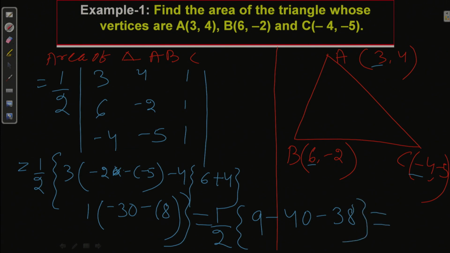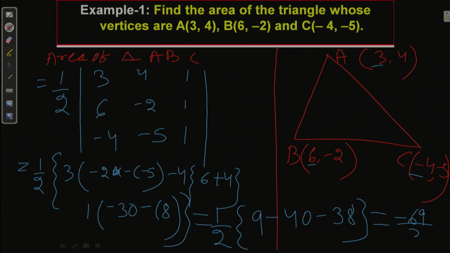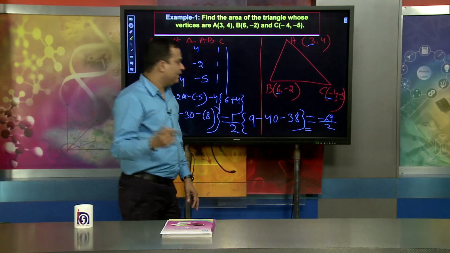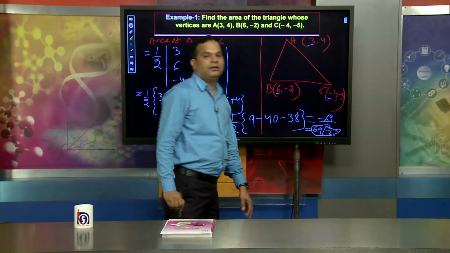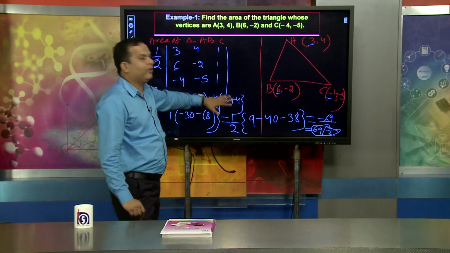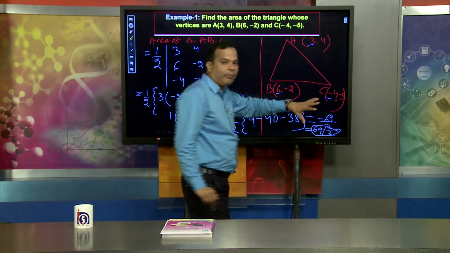So, when we solve this one, that will be minus 78 minus 9, that will be minus 69, and that will be minus 69 by 2. You know that the area of a triangle is always a positive quantity, so you will find 69 by 2; this will be the area of the triangle. And dear learners, by using that formula for the area of the triangle, we find 69 upon 2.